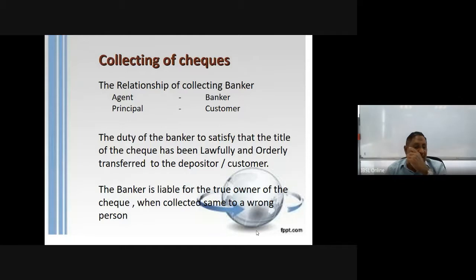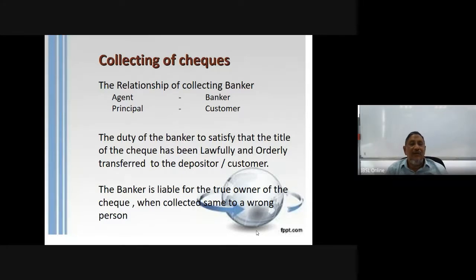Now, if there's a fraudulent check in that, where the bank collects the check for the sales rep, the bank is liable to the true owner of that check if it's a fraud or taken not in the proper manner. So the bank is liable under Section 82 of the Bill of Exchange Ordinance to the true owner of the check. That means the bank has to pay the true owner the value of the check if it was collected for the wrong person. So that is the legal side of checks.